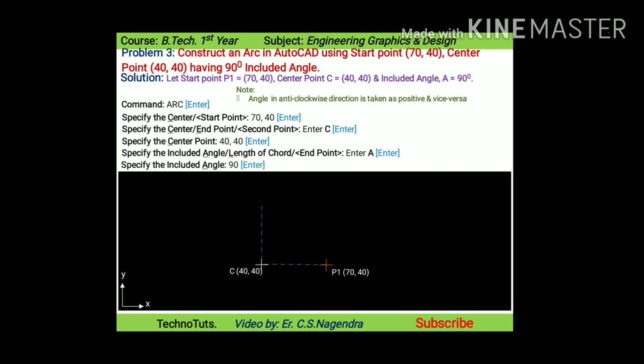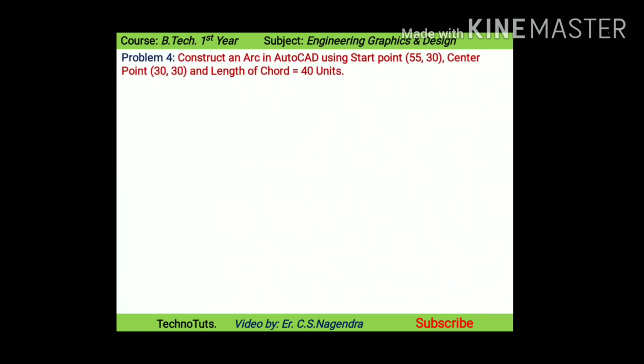Type there A and press enter key. Now the computer will ask you specify the included angle. Type there 90 and press enter key. You will see an arc get constructed in the viewport between point P1 having center C and 90 degree as included angle. Okay students? Let us move to problem number 4.